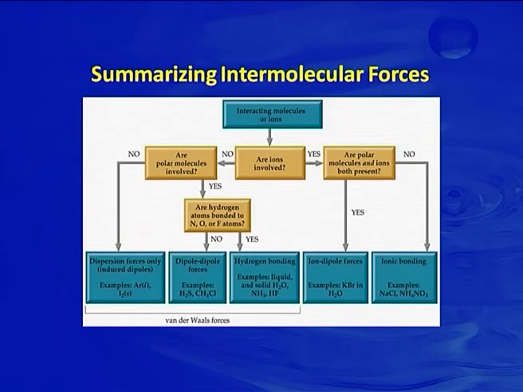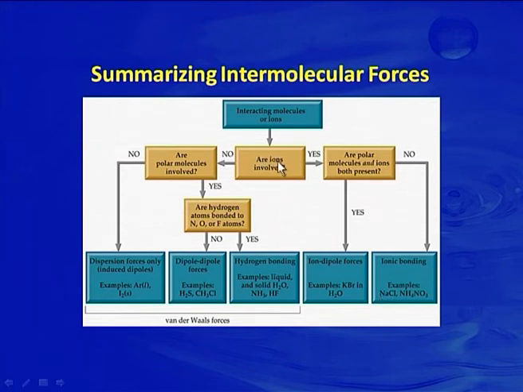Here is the chart which shows what kind of attraction exists in the molecules, ions or compounds. Are ions involved in the interacting molecules? If only ions are involved, are polar molecules and ions both present? If yes, then ion-dipole forces, example KBr in H2O. If polar molecules and ions are not both present, then ionic bonding, example NaCl, NH4NO3.